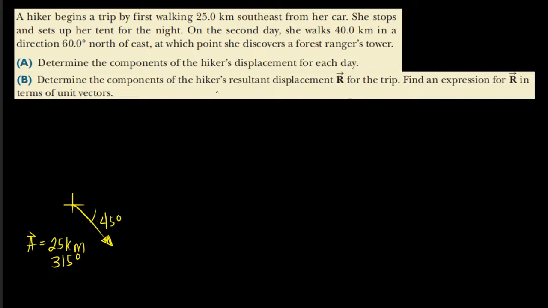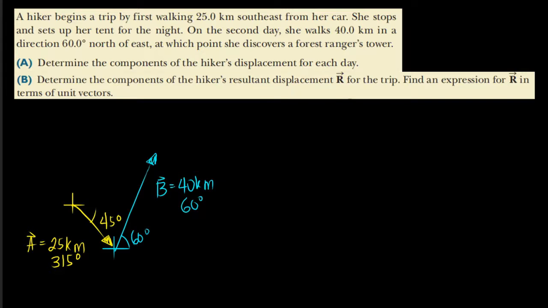On the second day, she walks 40 kilometers in a direction 60 degrees north of east. So I'm going to draw another XY plane. North of east, so above east, 60 degrees. So it's easier to place the angle. And I think this is long enough. I will call this vector B, 40 kilometers and 60 degrees. No problem. So these are the two vectors that we're going to use.